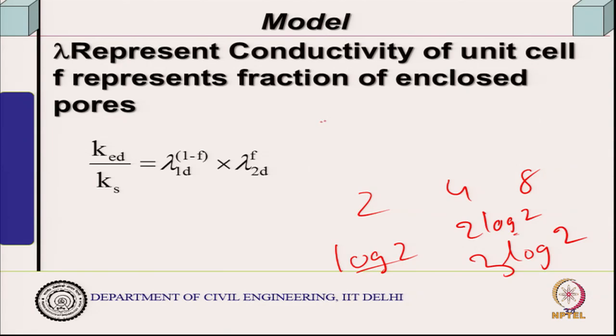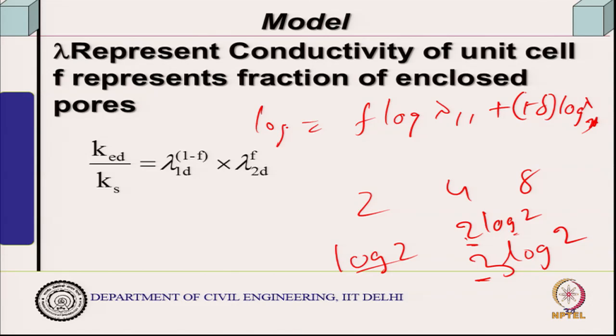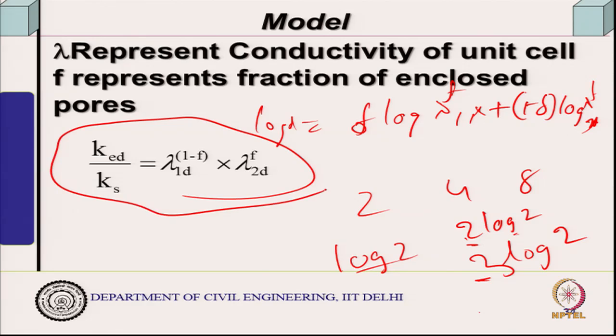So, if you take, therefore, the coefficient is 2, 3, this varies in arithmetic progression. So, f into log of lambda 1 d plus 1 minus f into log of lambda 2 d is equal to log of K. Then if you take this to the power and this also to the power, and since the logs of these two are added, the product will come. So, this is what would be derived.